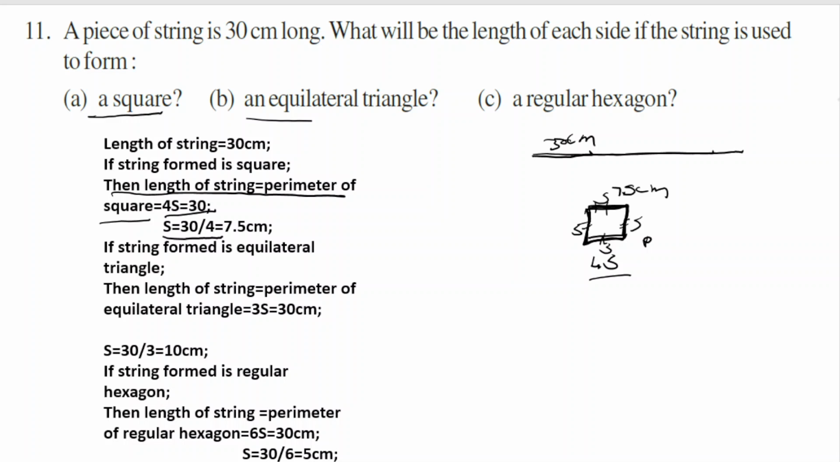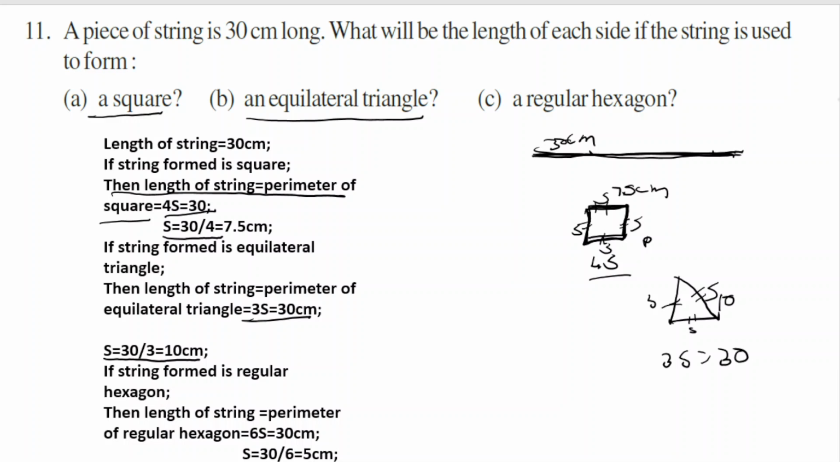And if the string is used to form an equilateral triangle, that 30 centimeter string is used to form the equilateral triangle. In an equilateral triangle all the sides are equal. So the perimeter is nothing but 3s. Here this 30 centimeters is used to form the equilateral triangle. So 3s is equal to 30 centimeters. So s is equal to 30 by 3, and each side is 10 centimeters.